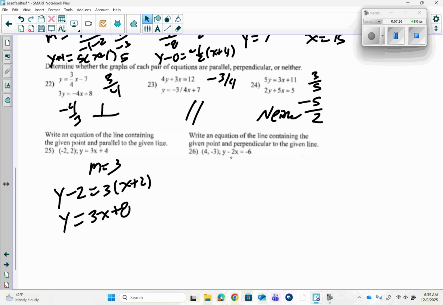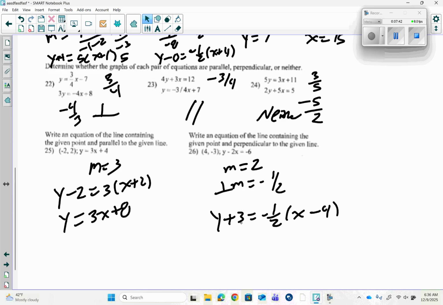We want perpendicular, so I'm going to solve this. So it looks like our slope would be 2. So our perpendicular slope would be -1/2. We're going to plug this into point slope, so I'm going to get y plus 3 equals -1/2 times x minus 4. Let's multiply the half over the parentheses. So I'm going to get -1/2 x plus 2, subtract 3, so -1. So this is perpendicular to the given, and also contains the point 4, 3.